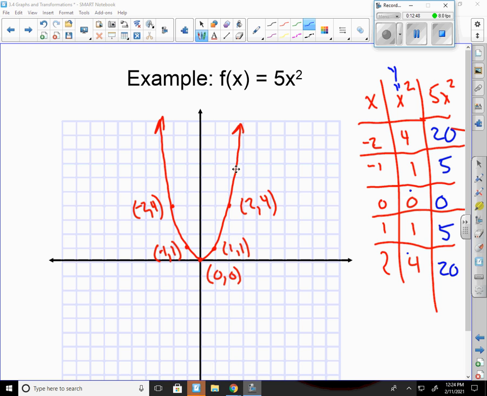So now when I graph my vertical stretch here, it's going to be at 0, 0, so it stays the same. Then when I go over to 1, it's going to be up to 5. If I go over 2, it would be up off the charts at 20. And so this parent function is being stretched out into a much skinnier version of itself.